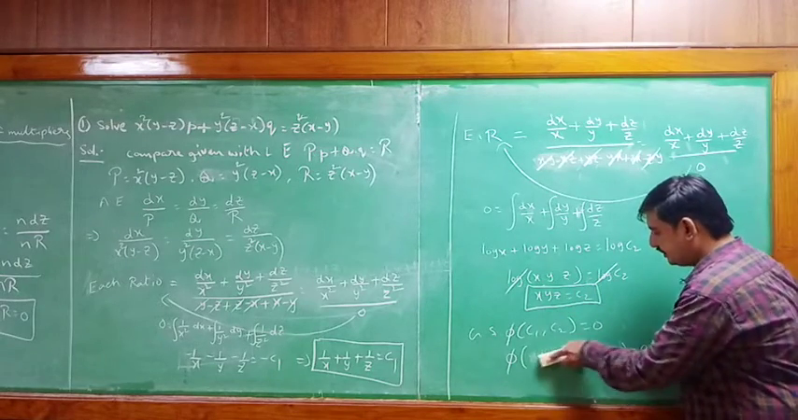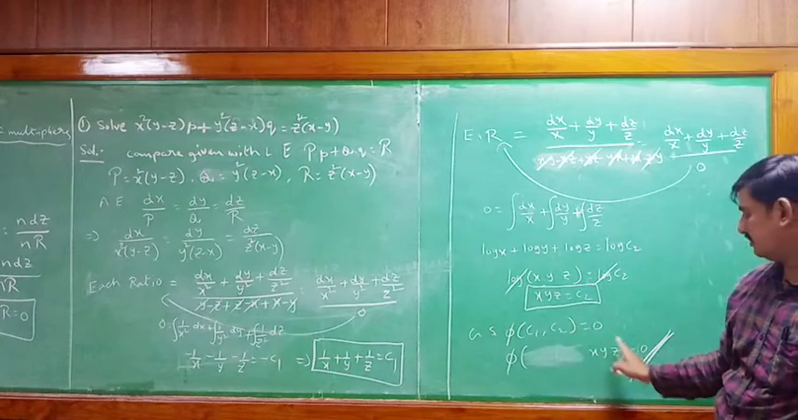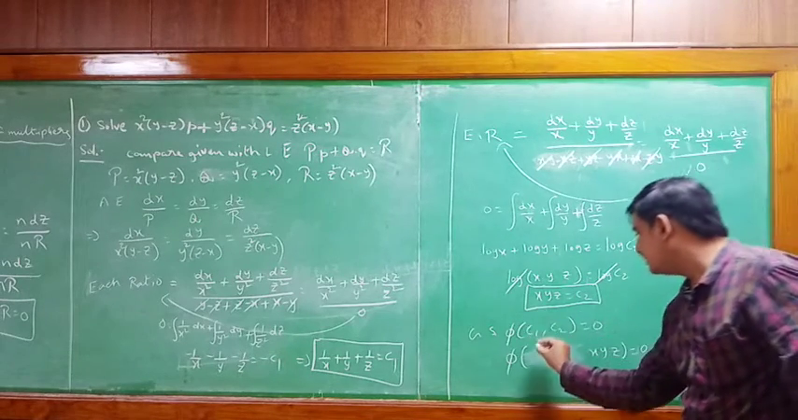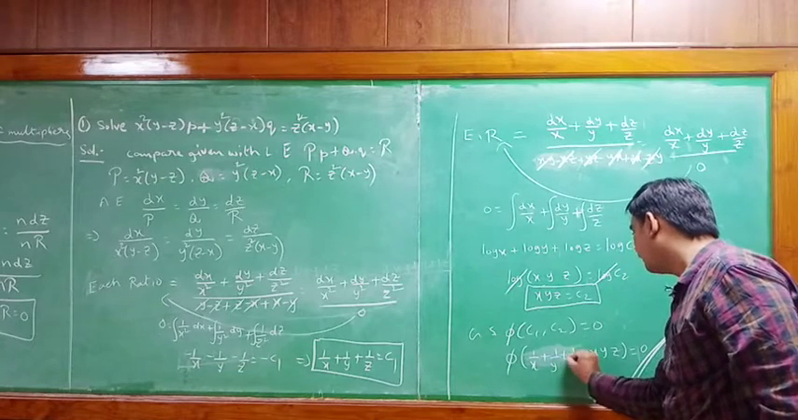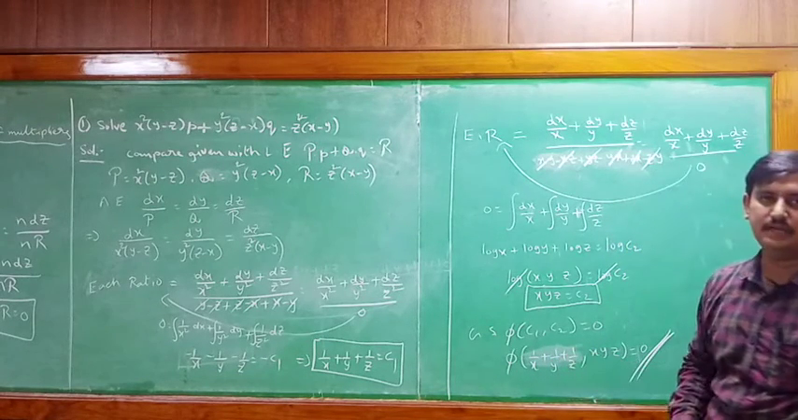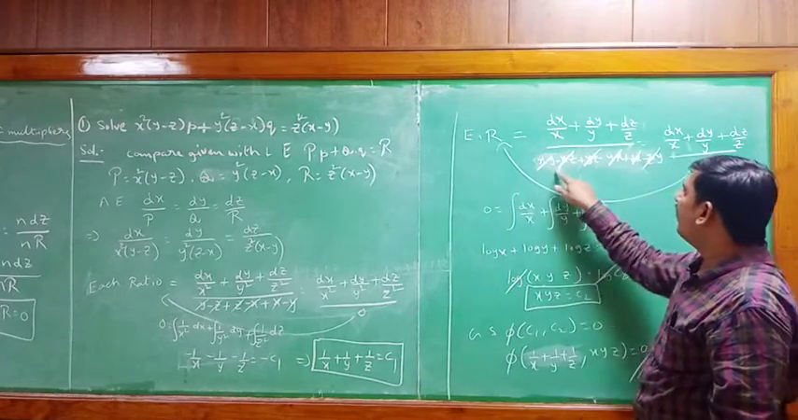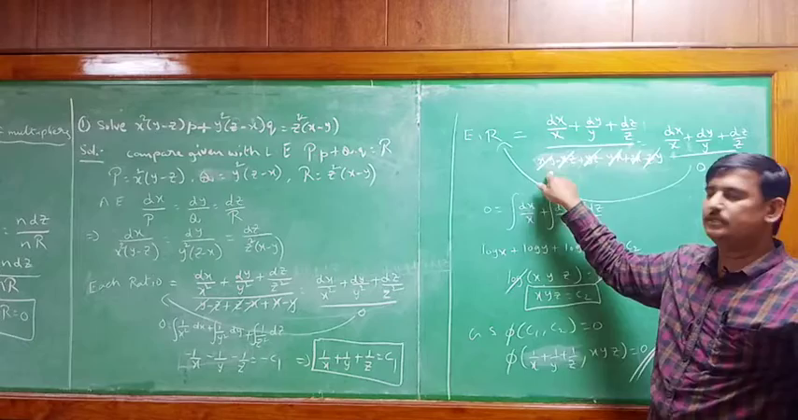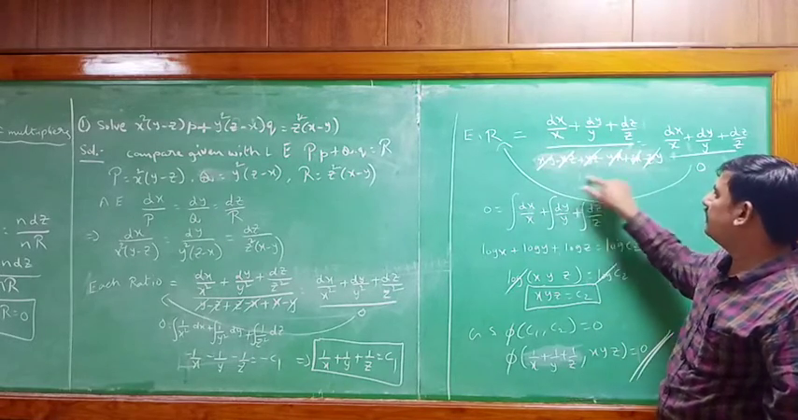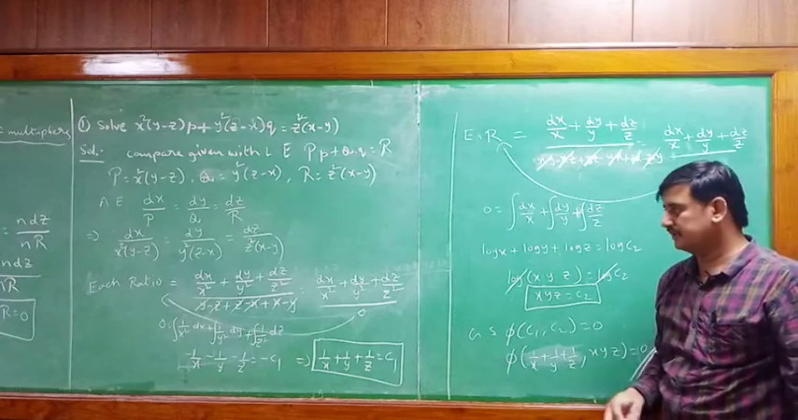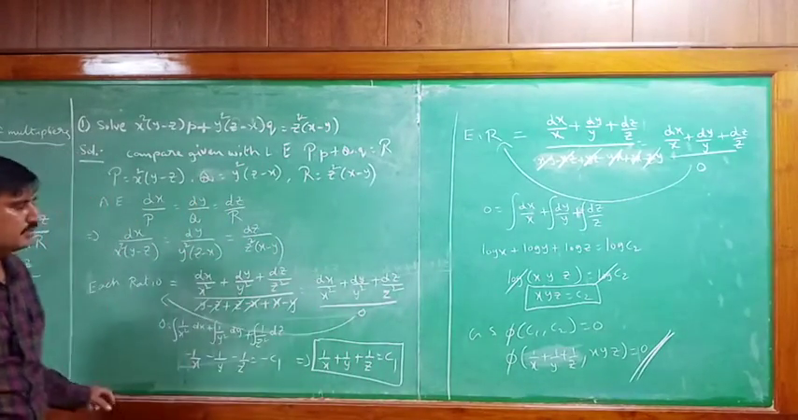So, what is my general solution? Phi of C1 comma C2 is equal to 0. Now, C2 is the same. C1 becomes 1 by x plus 1 by y plus 1 by z. That is it. So, the only thing you need to understand is how to make this denominator 0. You can add, subtract, multiply or divide, but the target is you need to make it 0. So, now let us see one more problem.